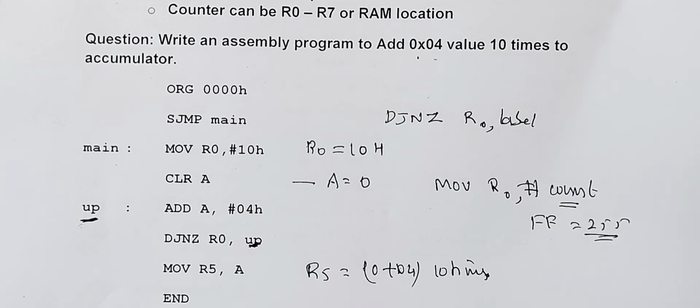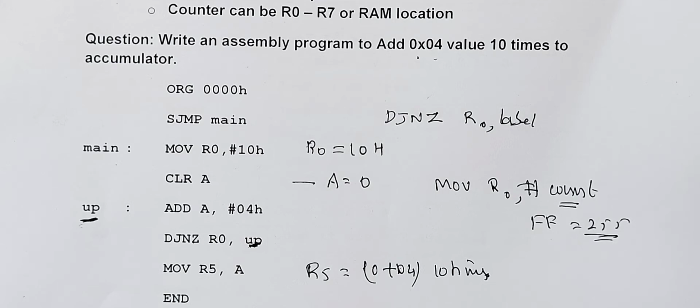That is the maximum value. But in some programs, if you need a count of more than 255, that is, if you need some instructions to be repeated more than 255 times, then you have to use 2 registers and also looping inside a loop. So, a single loop's maximum count is 255.